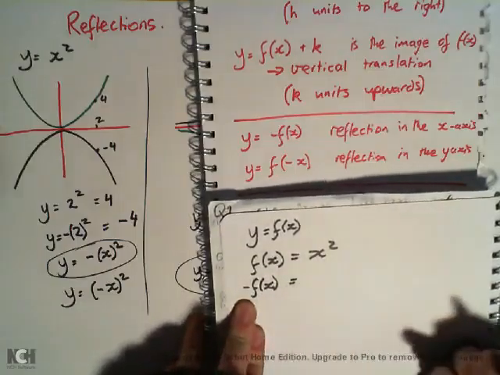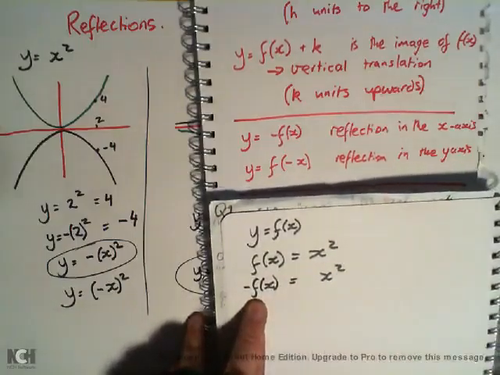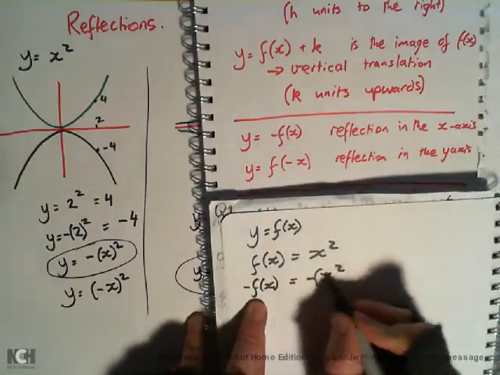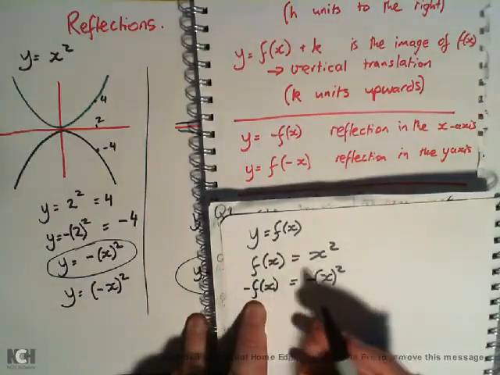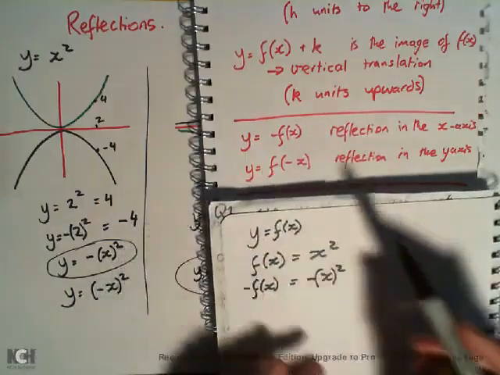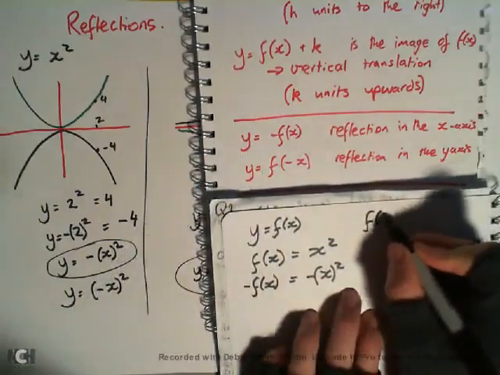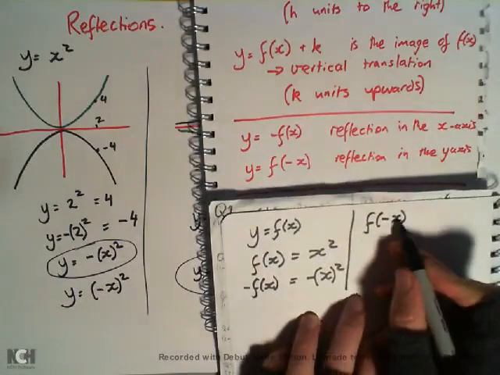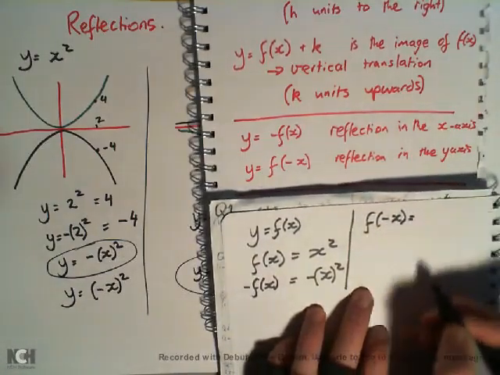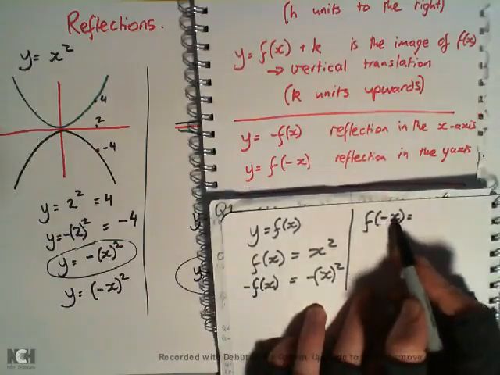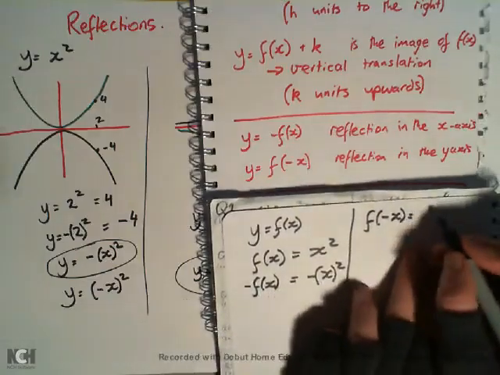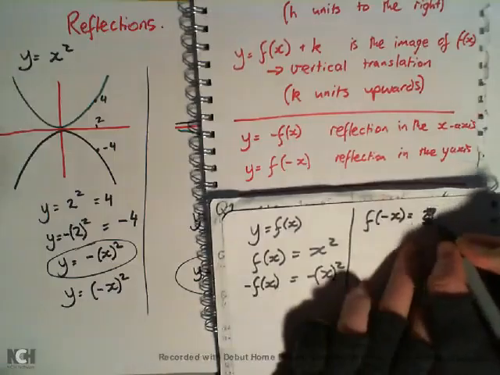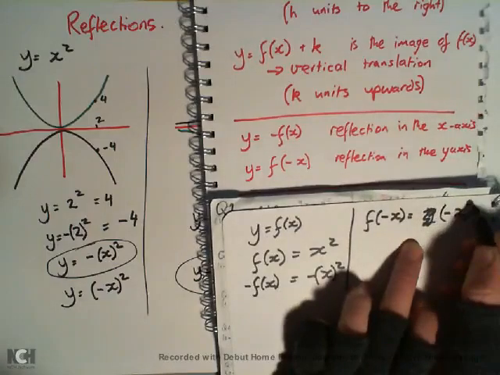So I've got my original function f of x, and I've got a negative in front of it. When I do that, probably should put brackets around it. So that's a reflection in the x-axis. Now it turns out that a reflection in the y-axis is f of minus x. See the difference, how we've got a minus x inside the brackets, outside the function. So we'll have minus x, and that's all squared.